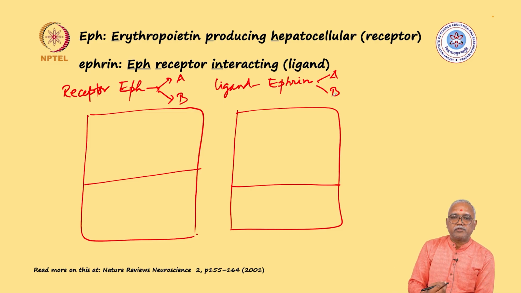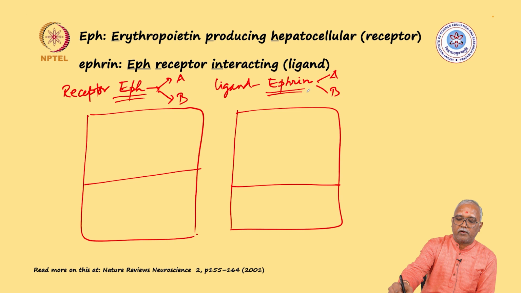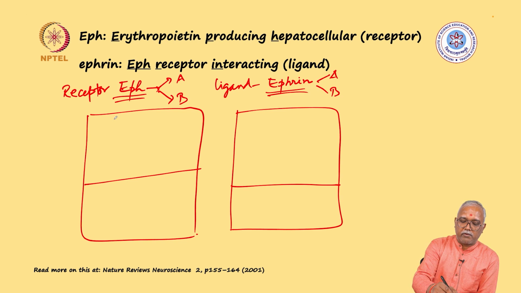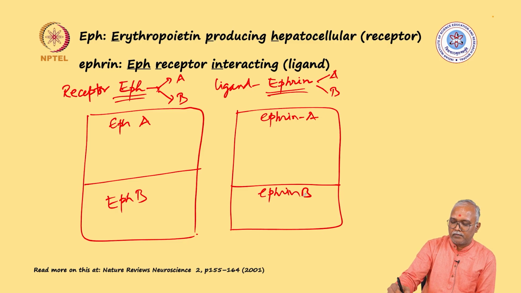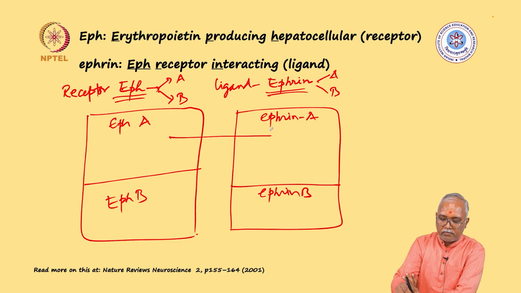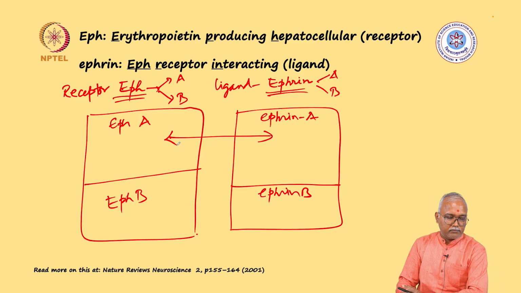And there are multiple of these genes which are present in the animal kingdom which code for EPH receptors and Ephrin-like molecules. And there is a crosstalk which exists over there: EPH A, EPH B, Ephrin A and Ephrin B. So there is a good amount of crosstalk between these two.